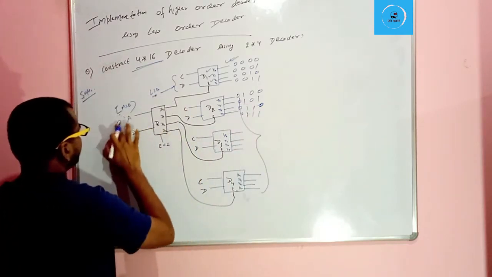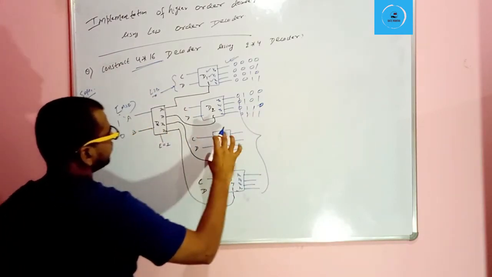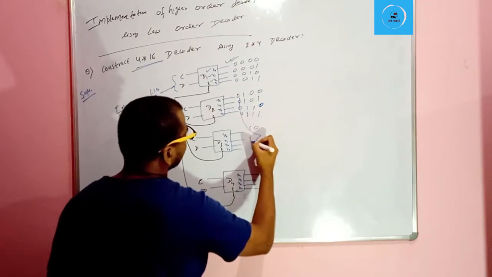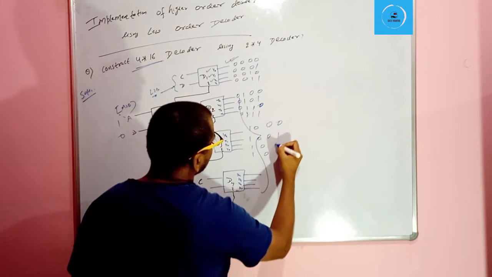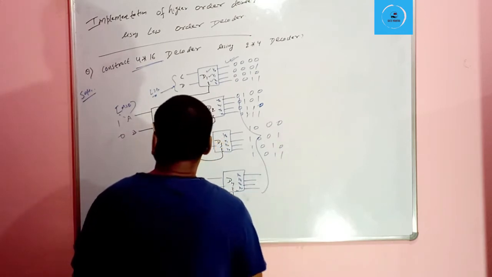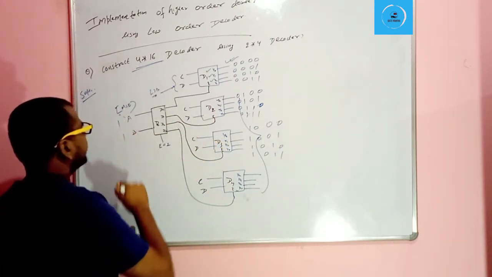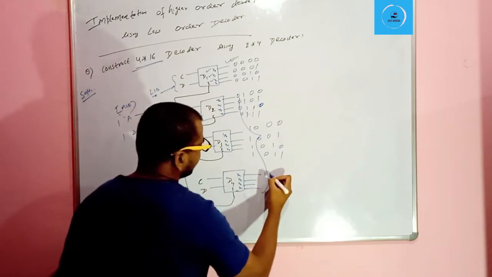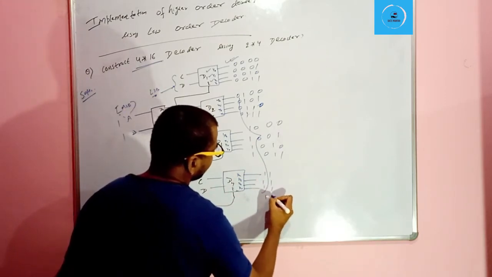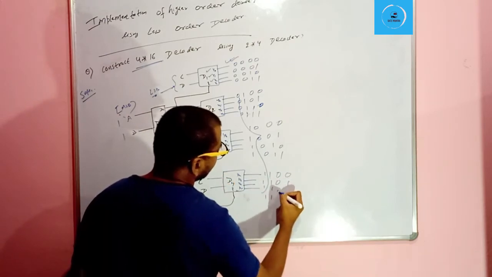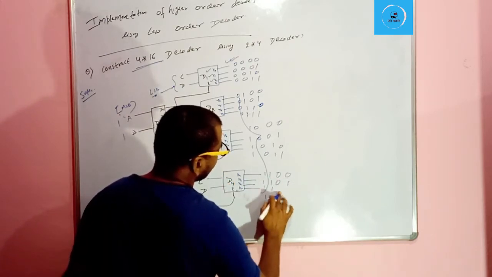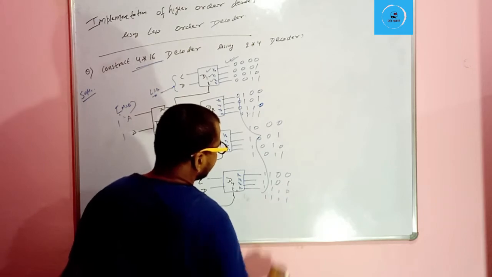Similarly, for the input 1 0, this D3 will be selected, and C and D will be 0 0, 0 1, 1 0 and 1 1. And for input A and B 1 1, this D4 will be selected, and we will change this C and D.